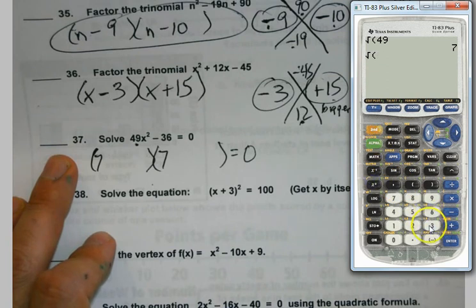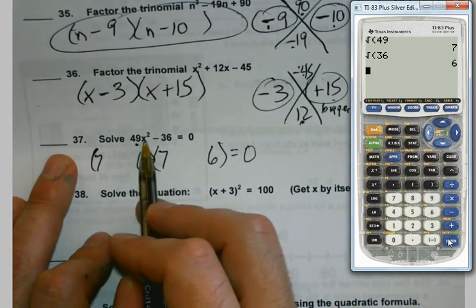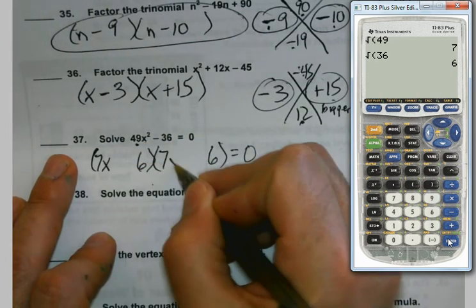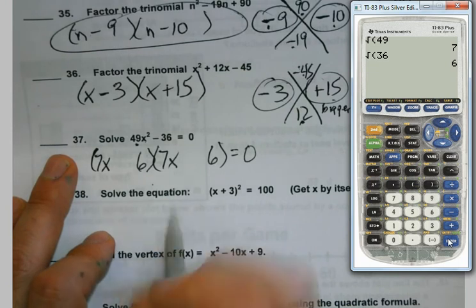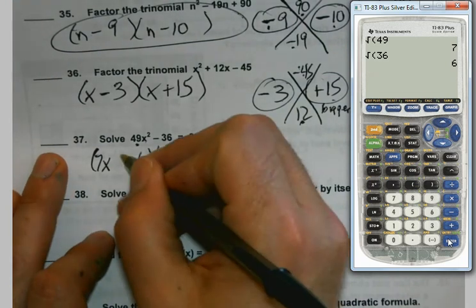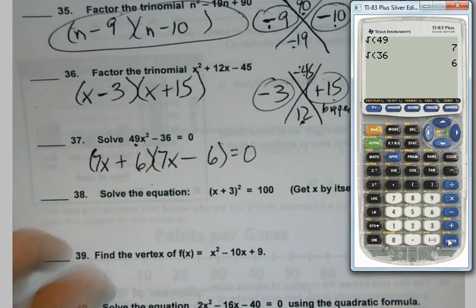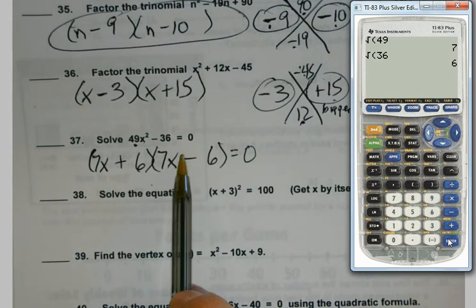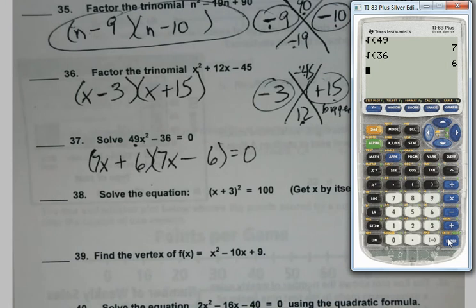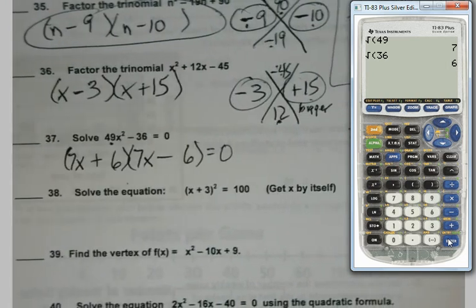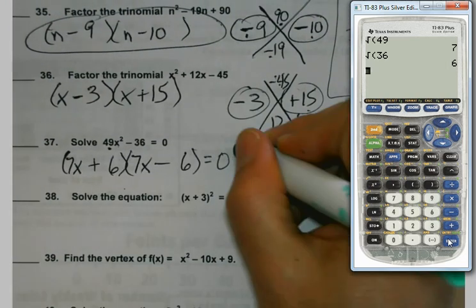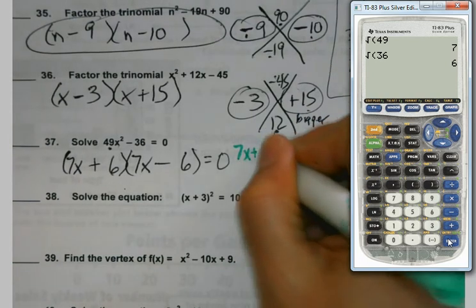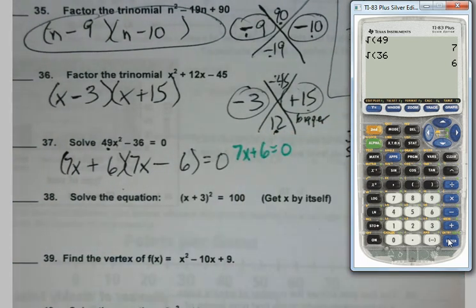And then I'd do the same thing with my other number. So 36 is 6 and 6. Since my 49 has an x with it, I put an x with each one. And the only way I can get this minus in the middle is to do plus and minus. But I don't get to be done quite yet this time because of that equals 0 being there. So what I have to do this time is I have to take each set of parentheses, which is called a quantity, and set it equal to 0 and solve the mini equation.